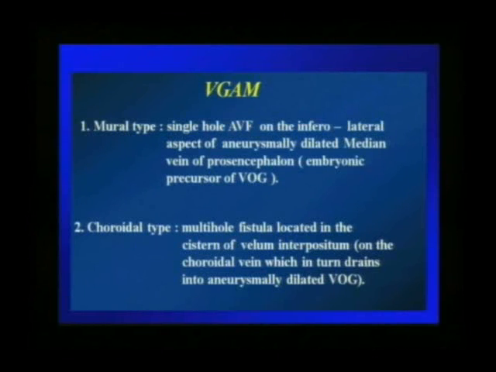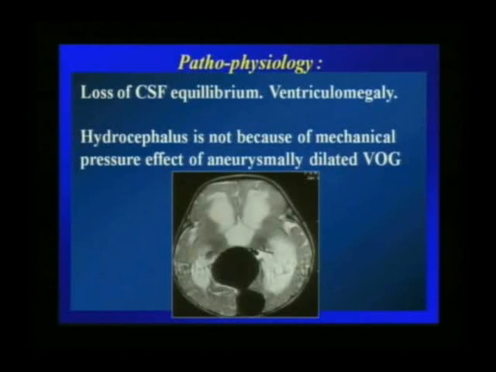The choroidal type is much more complex. It's difficult to treat. It's not a single hole fistula. It's a multi-hole fistula, with multiple arteries and maybe 1 vein or multiple veins. So obviously there is not a single target for the choroidal type. It's more difficult, and that's why it has to be treated differently.